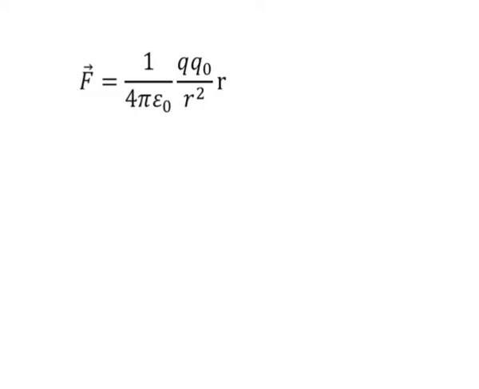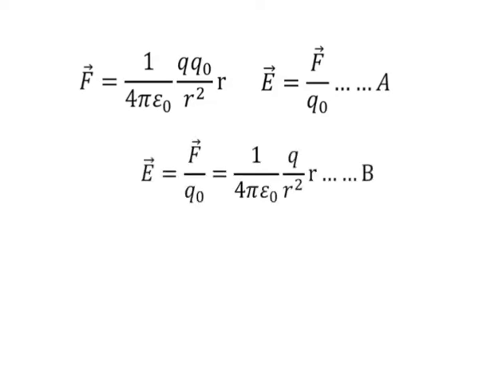As previously discussed, the direction of force is directly away from the particle if q is positive and directly towards it if q is negative. From equation A, we can now write the electric field set up by the particle at the location of the test charge as E is equal to F upon Q0, which is equal to 1 upon 4 pi epsilon 0 into Q upon R square into unit vector R.